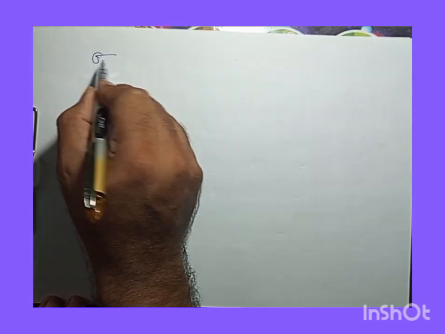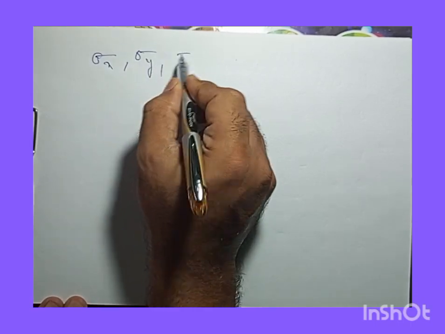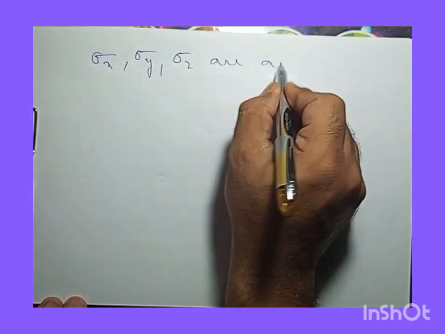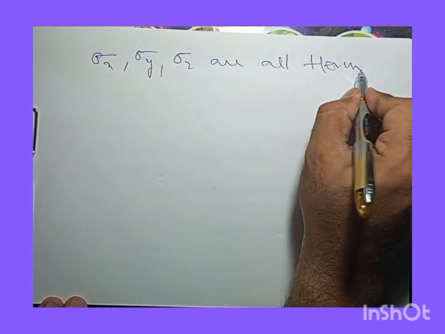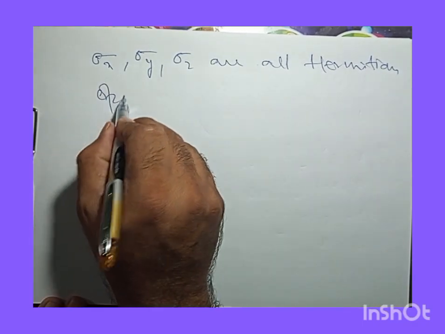And the same thing is true with sigma z. We can obtain the same result for sigma z. So we can say that sigma x, sigma y, and sigma z are all Hermitian operators.